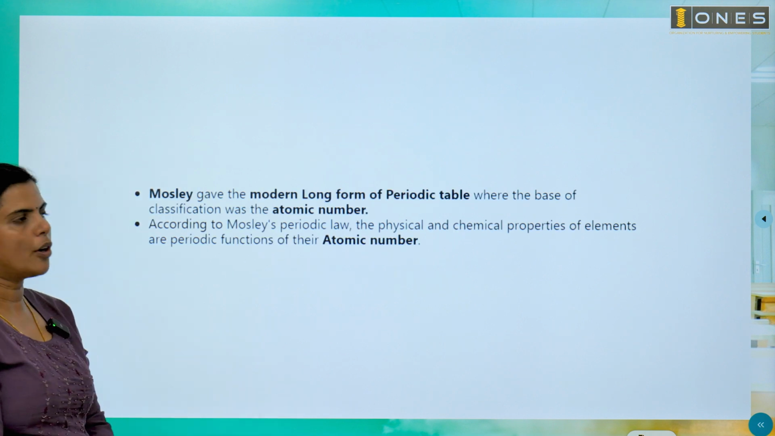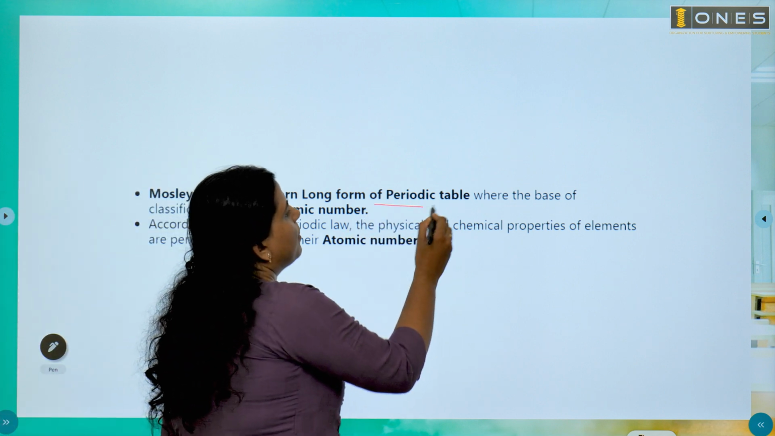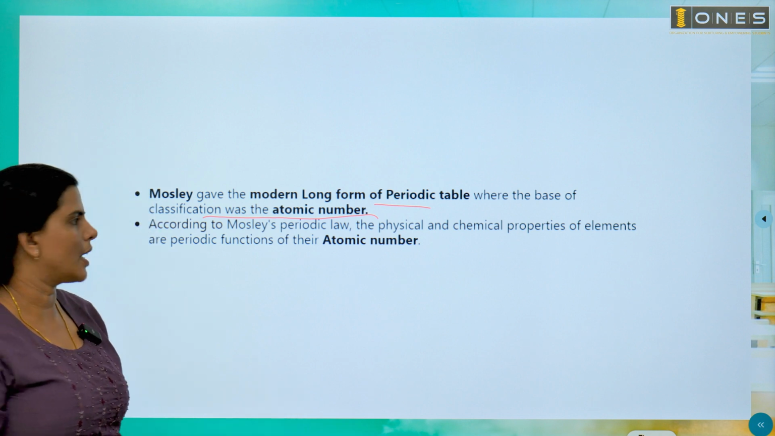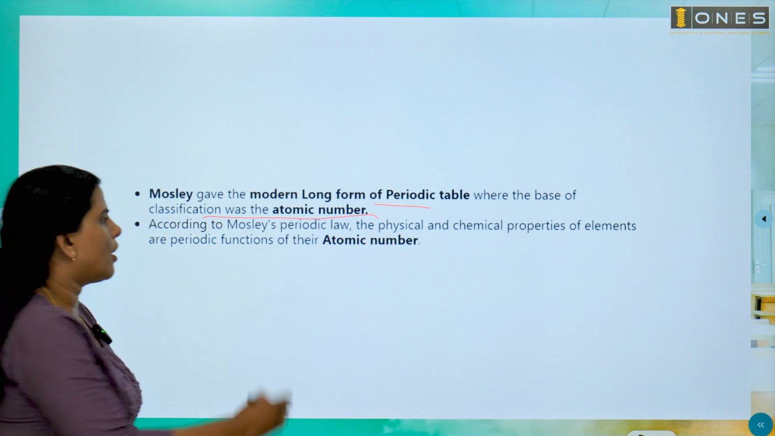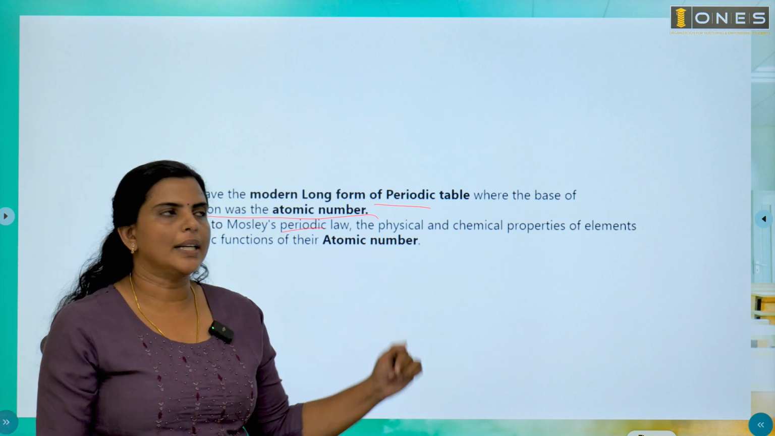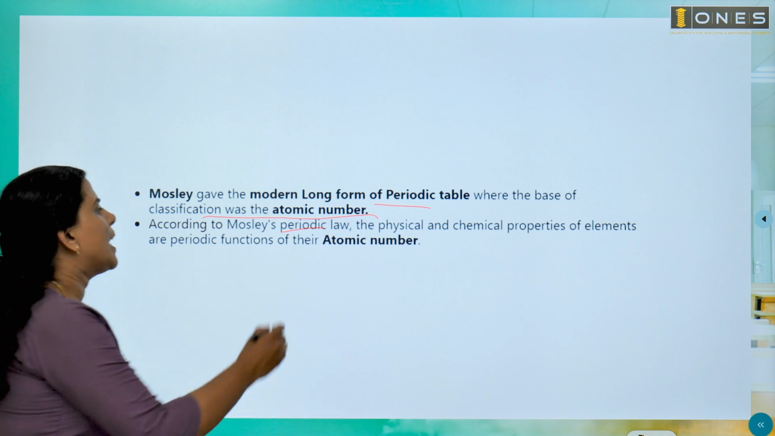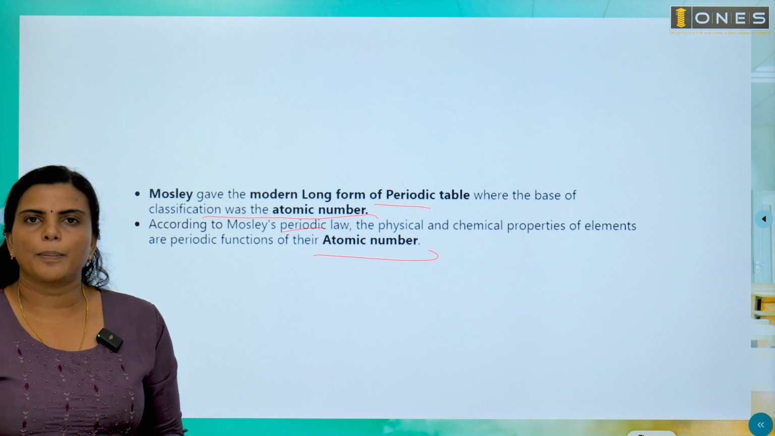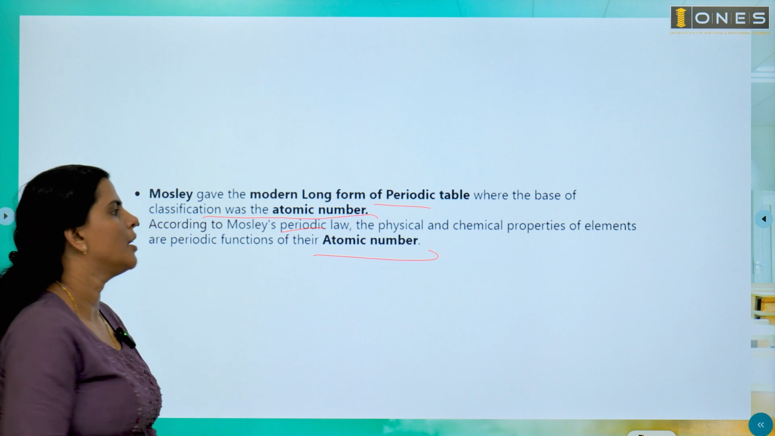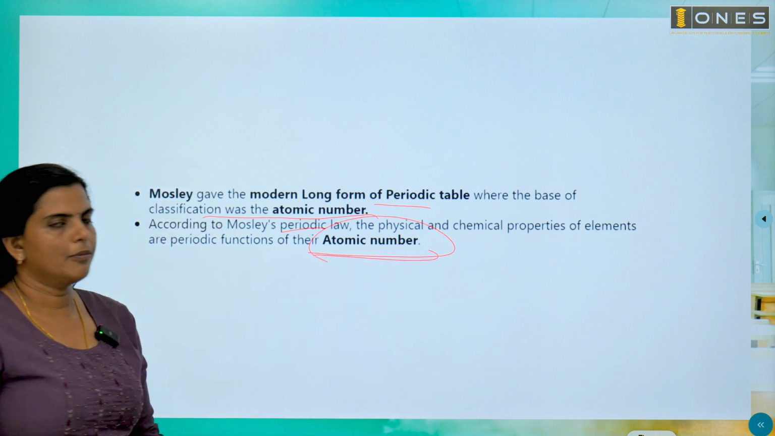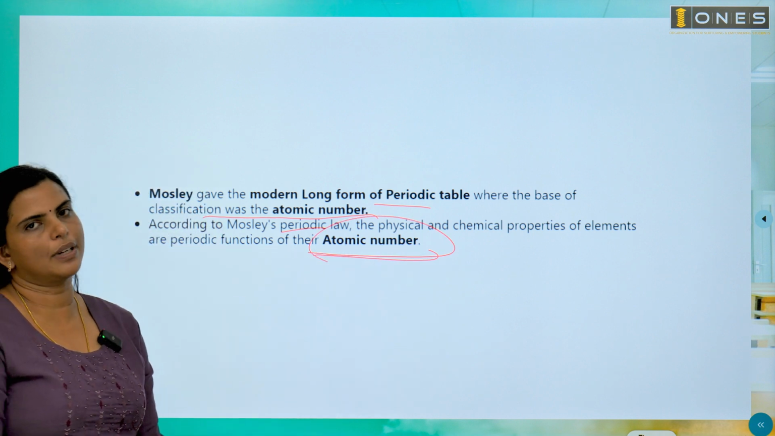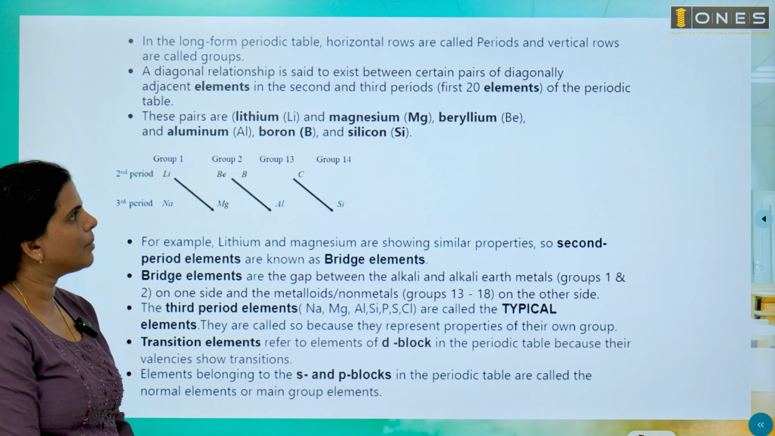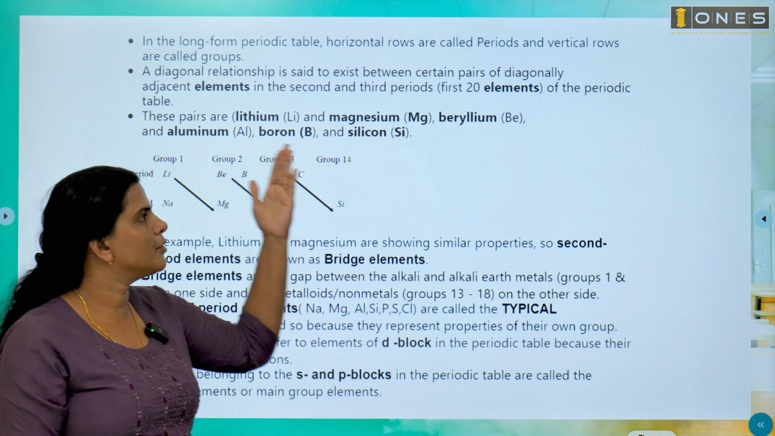So Moseley gave the modern long form periodic table, where the basis of classification was the atomic number. According to Moseley's periodic law, physical and chemical properties of elements are a function of their atomic number. What did Mendeleev's periodic law say? It said physical and chemical properties are a function of atomic mass. But more accurate is Moseley's law: physical and chemical properties of the elements are a function of atomic number. In the long form periodic table, horizontal rows are called periods and vertical rows are called groups.